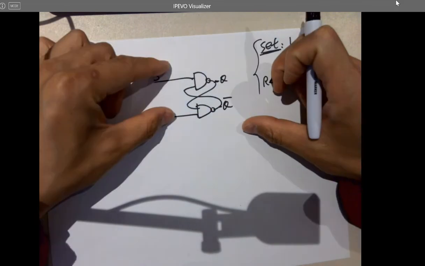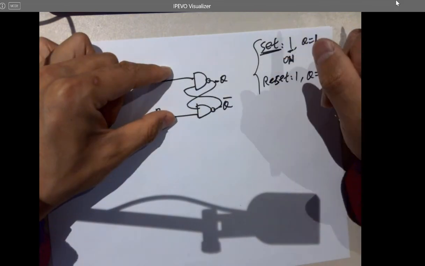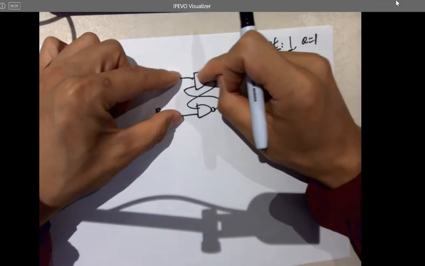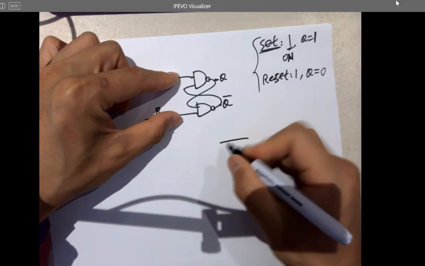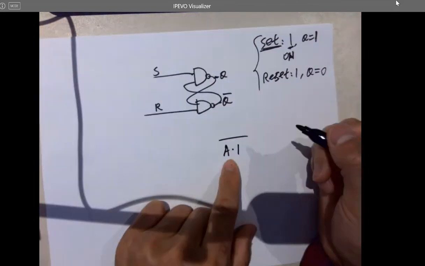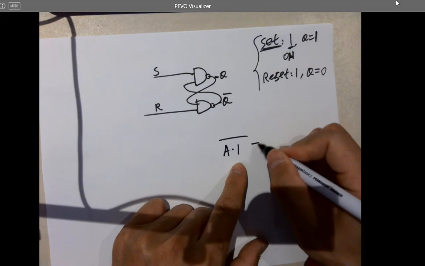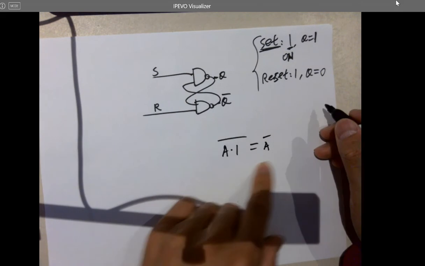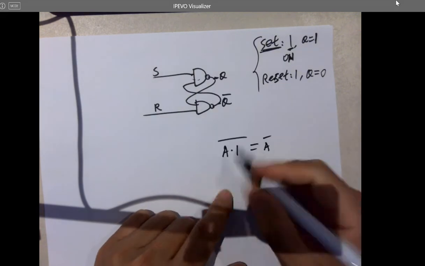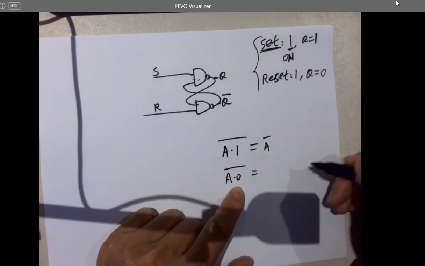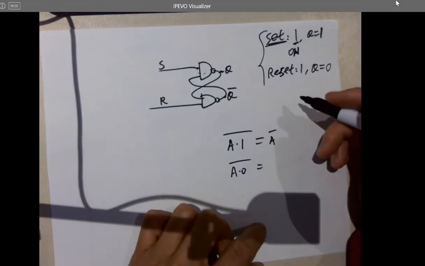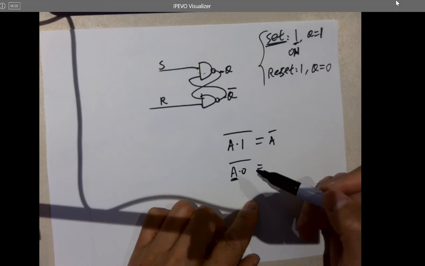If they are 11, what's going to happen? If they are 11, so feeding a 1 to the NAND gate, for example A and 1, what is that? It's still a NOT, right? It's not affecting the result. If you're feeding a 1 to the NAND gate, it's not affecting the result. But if you're feeding a 0 to the NAND gate, what's going to happen? I usually use this term: it's going to kill the NAND gate. Whatever A is doesn't matter, because the output is going to be 1.